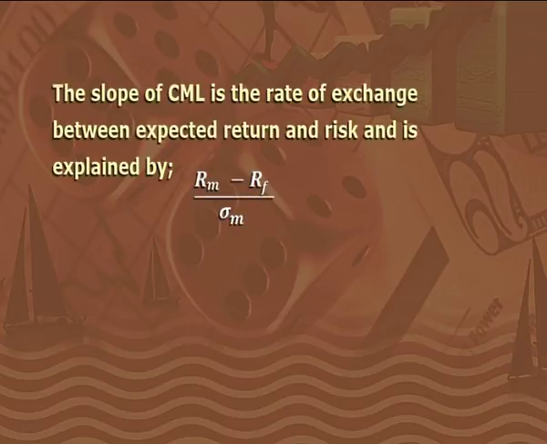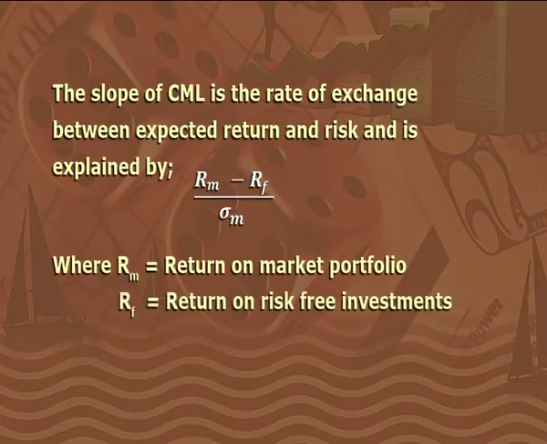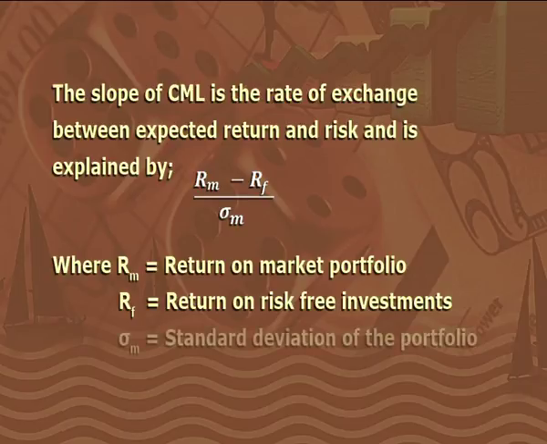The slope of capital market line is the rate of exchange between expected return and risk and is explained by (RM minus RF) divided by standard deviation of market portfolio, where RM is return on market portfolio, RF is return on risk-free investments. Standard deviation of market portfolio suggests the standard deviation of the portfolio. The slope of the CML gives the market price of risk for fully diversified portfolios.